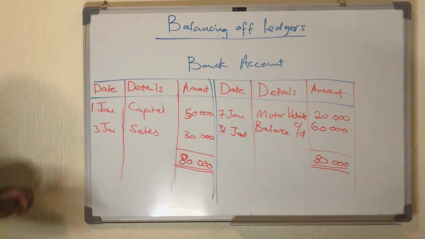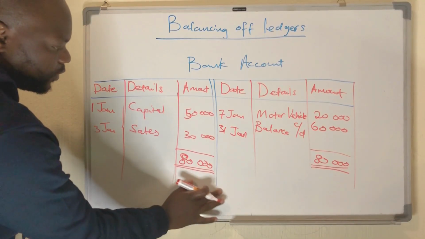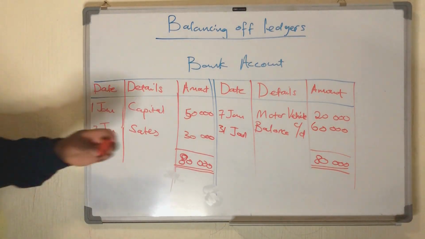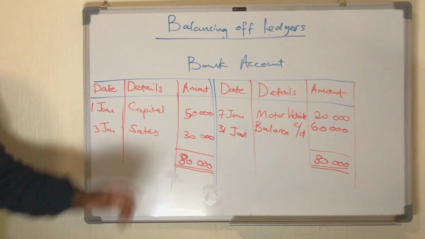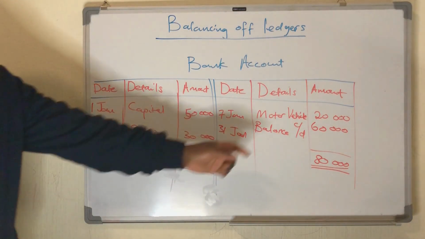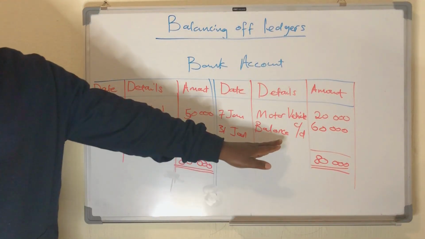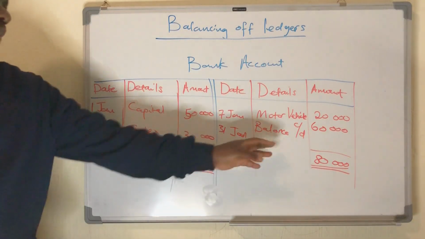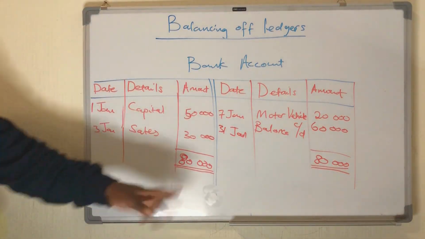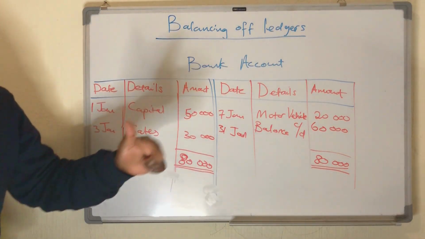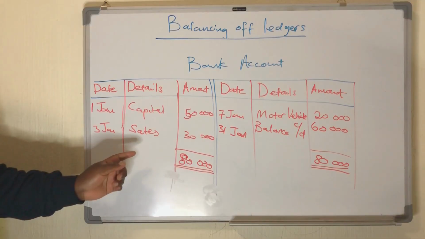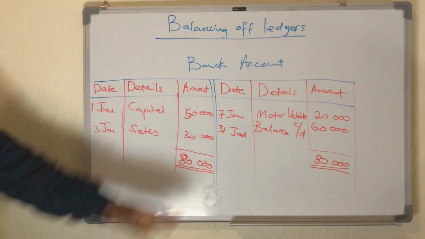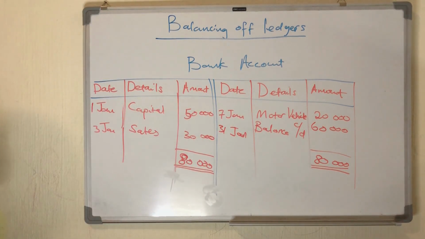All right. So what it is simply telling us is that in our bank account, 80,000 came in and we used only 20,000. This balance CD is showing us the amount that is left in our bank. So in our bank, we have only 60,000, meaning the following month, which is February, we are going to start that month with 60,000 in our bank account. So this is on the opposite side.